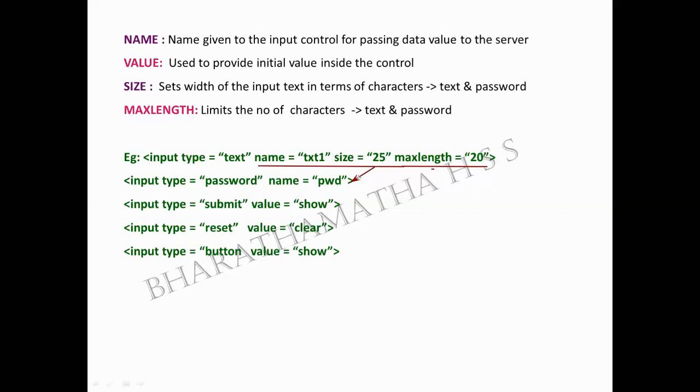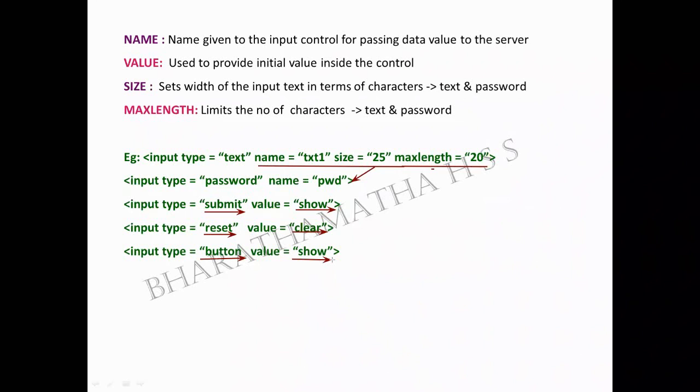So, input type. Listen very carefully. If input type is submit, its value is show. This is a sure question. If input type is reset, its value is clear. If input type is button, its value is show. This is a sure question, and every time they keep asking what is the value for input type equal to submit, reset or button.